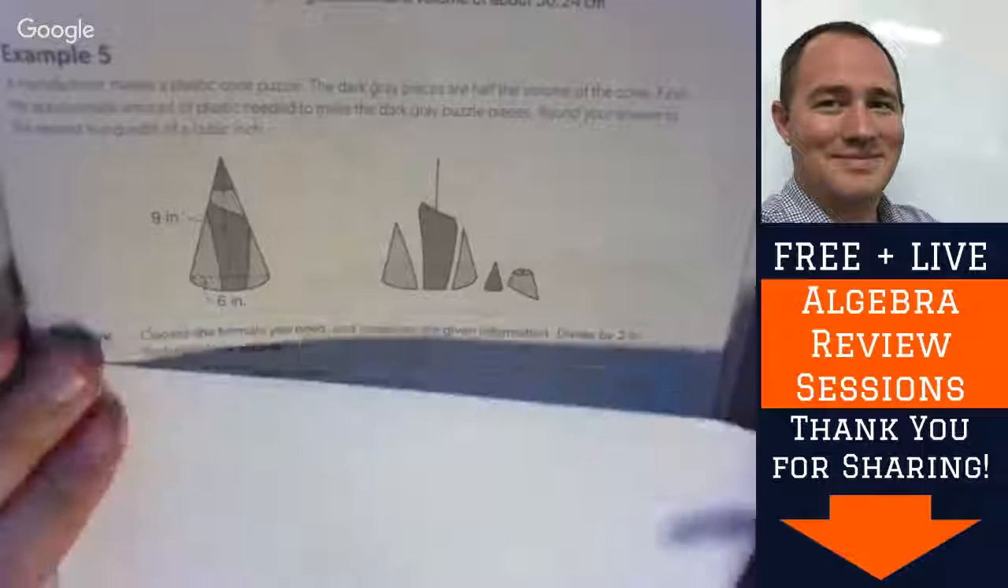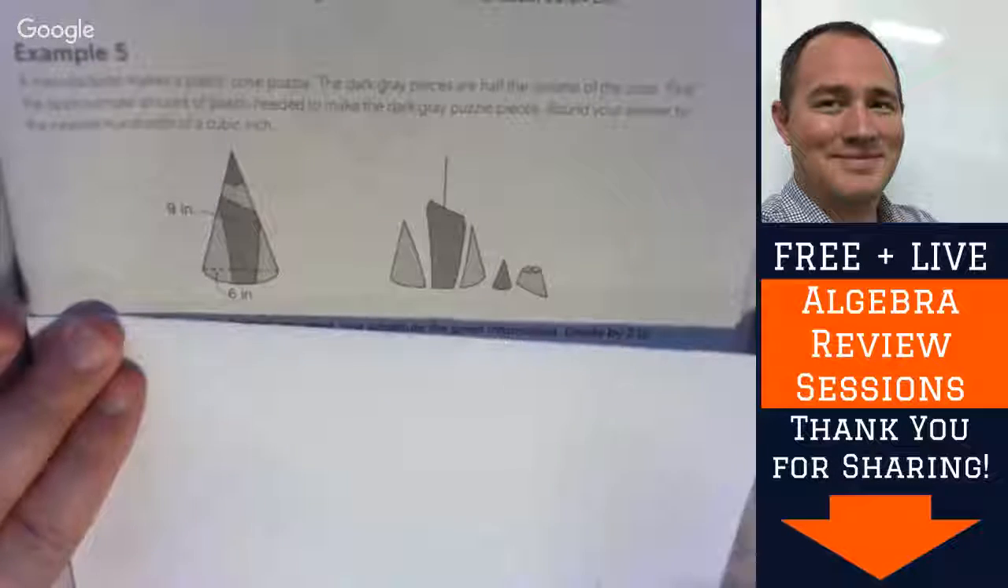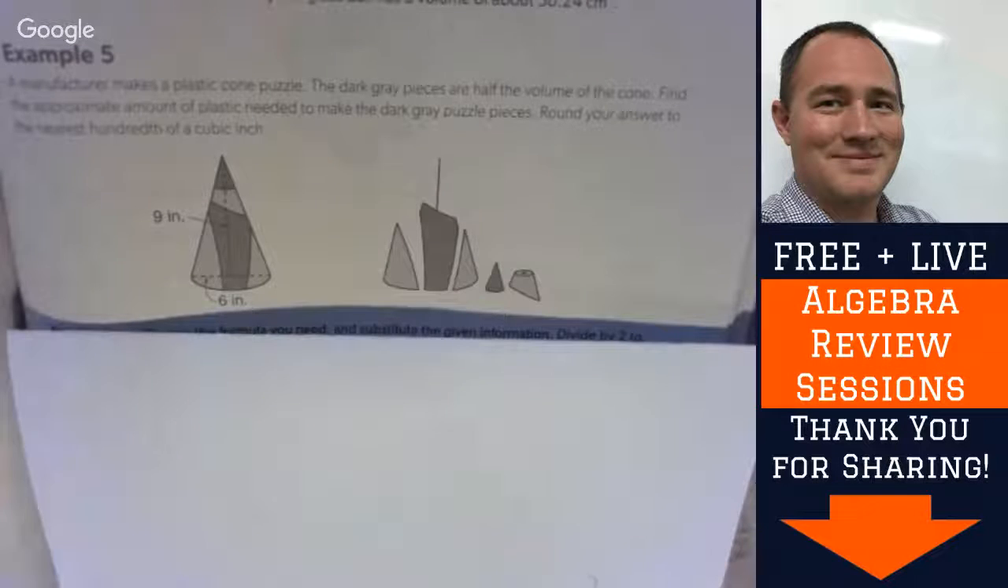Okay, a manufacturer makes a plastic cone puzzle. The dark gray pieces are half the volume of the cone. Find the approximate amount of plastic needed to make the dark gray puzzle pieces. Round your answer to the nearest hundredth of a cubic inch.